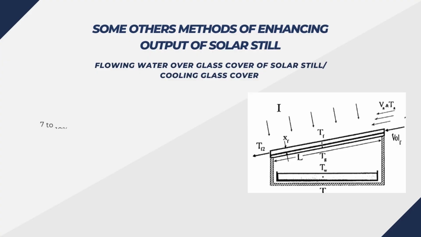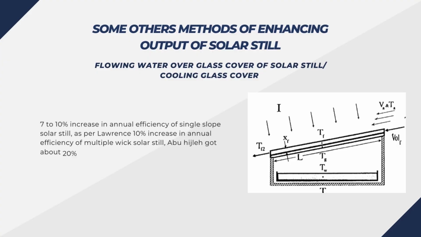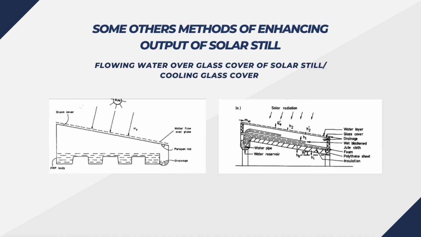Flowing water over the glass cover of a solar still, that is, cooling the glass cover, is shown in the figure. A 7 to 10% increase in annual efficiency of a single slope solar still, as per Lawrence, has been found. There is a 10% increase in annual efficiency of the multiple wick solar still, and Abu Hilja got about a 20% increase in daily distillate output of the solar still.